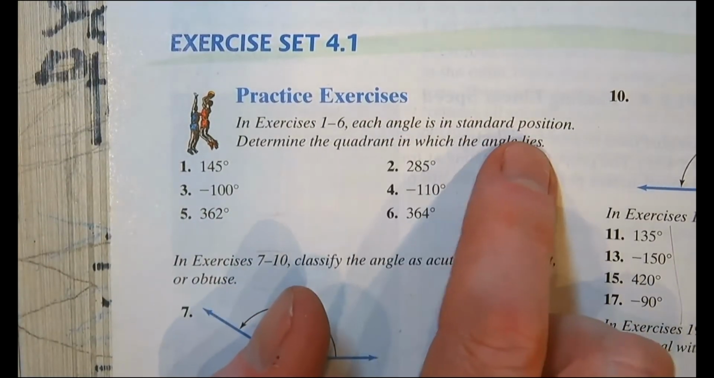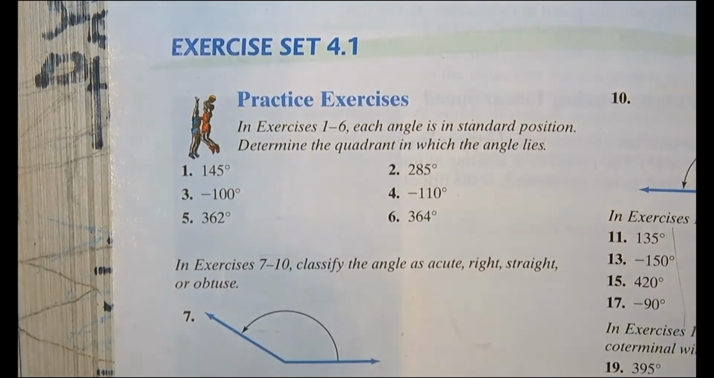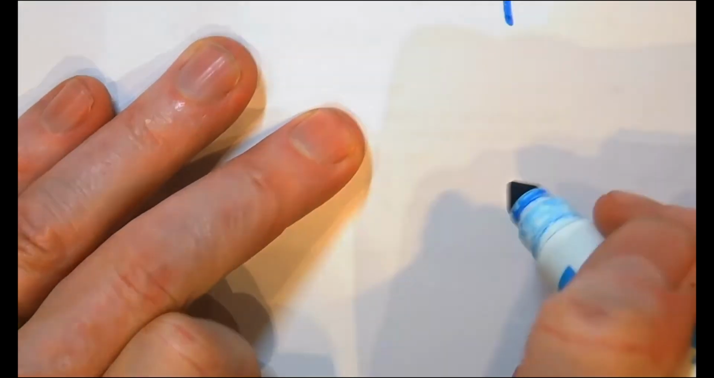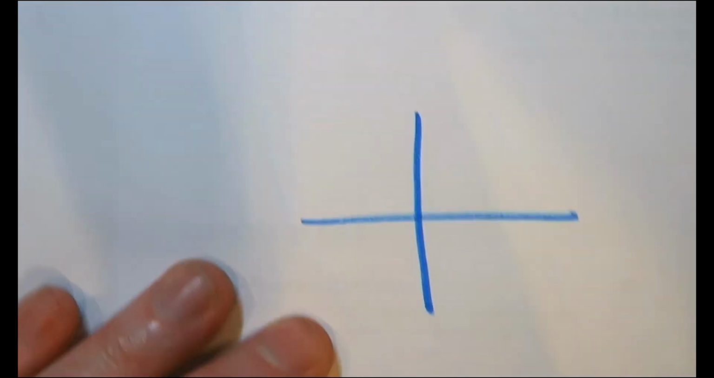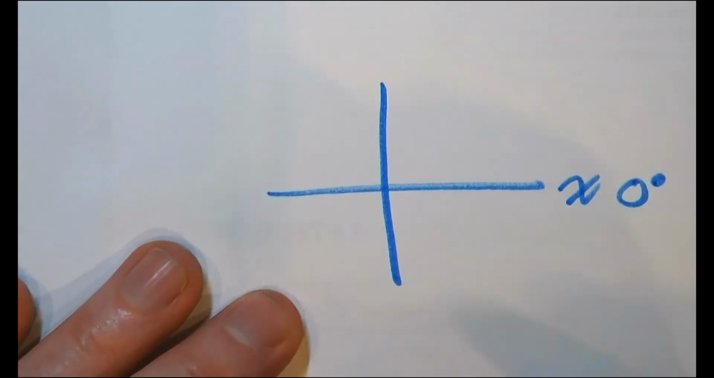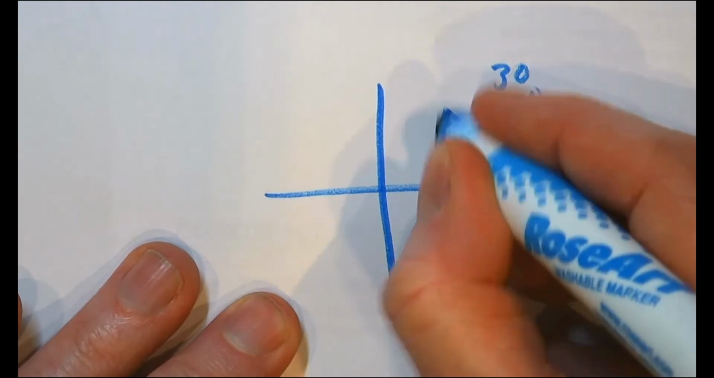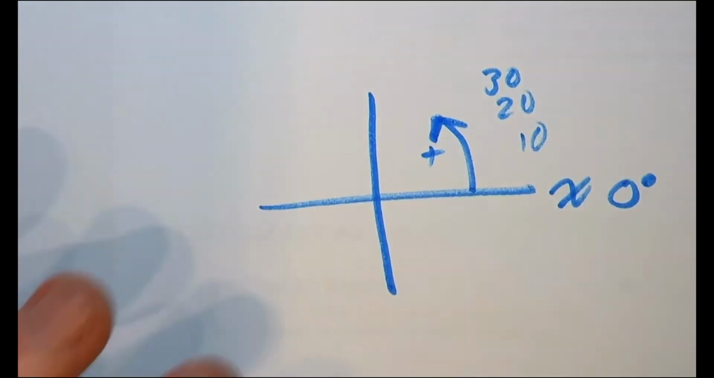Determine each angle in standard position. That means they start at 0. That means imagine you had a piece of graph paper, and here's the x-axis, so that's where 0 is, okay? It all makes sense later. We all start here, and then we work our way up, okay? That's the positive direction.